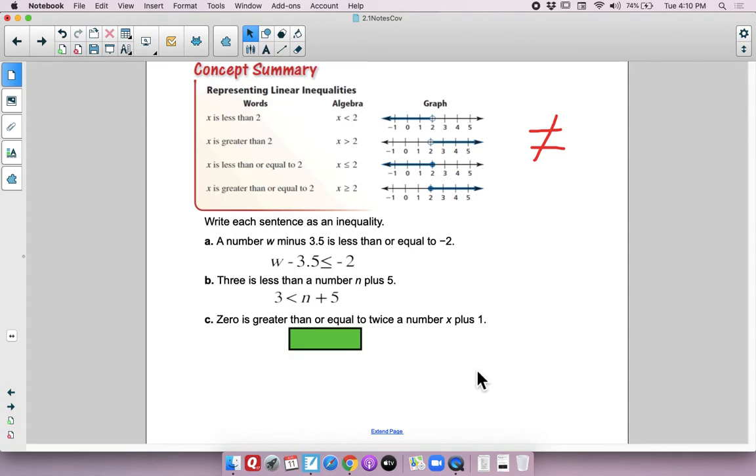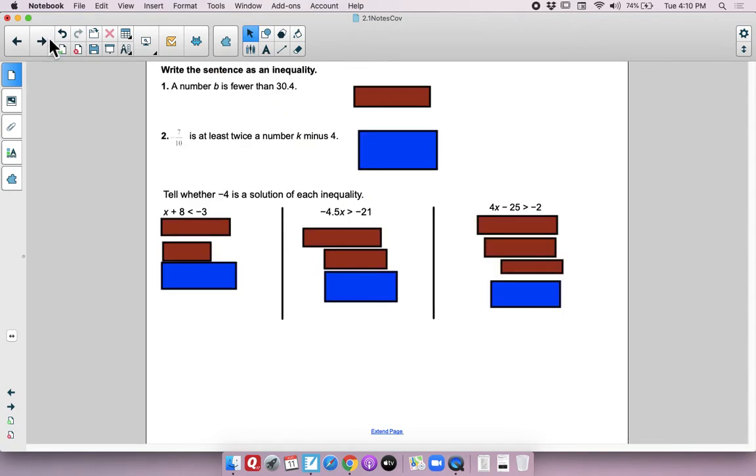And 0 is greater than or equal to twice a number x plus 1. So 0 is greater than or equal to twice a number x, which would be 2x, and then plus 1. Notice it doesn't say twice the quantity of number x plus 1. If it was, then you'd have to have parentheses there. But the only thing being multiplied by the 2, or being twice, was the number x. Okay, so go ahead and you can try these.